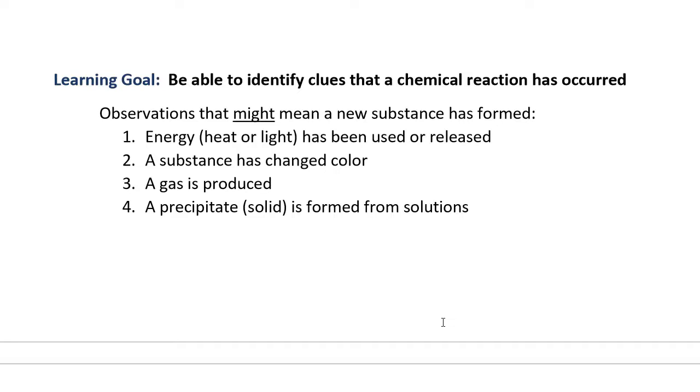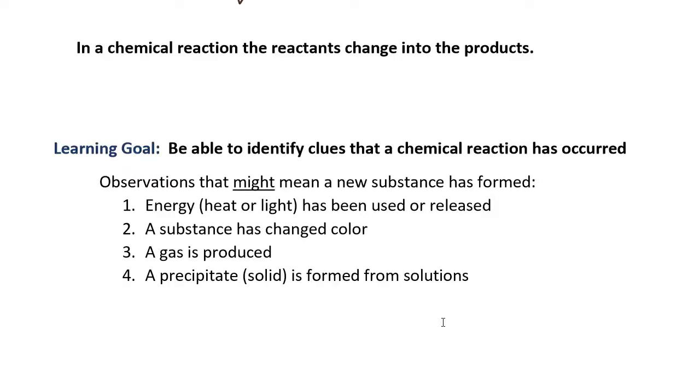A third clue is a gas is produced. Maybe you'll notice little bubbles form in a liquid, or vapor being released from the surface of the liquid and floating off into the air. A fourth clue is a precipitate is formed from solutions. A precipitate is a solid that forms within liquids, and then over time that solid would settle to the bottom of the container. Next, let's take a look at some video of some interesting chemical reactions.